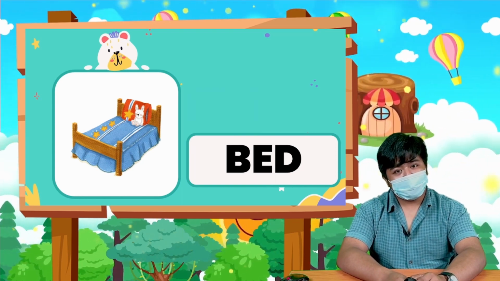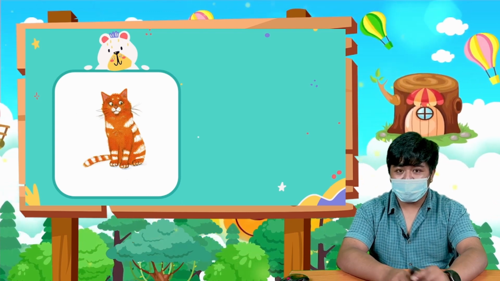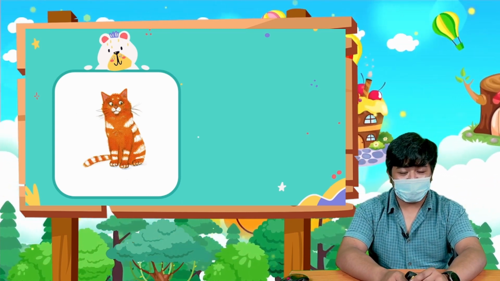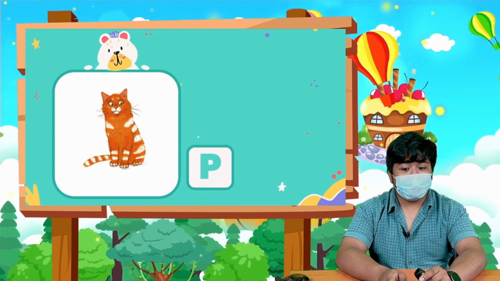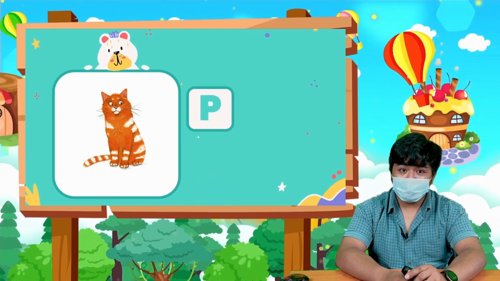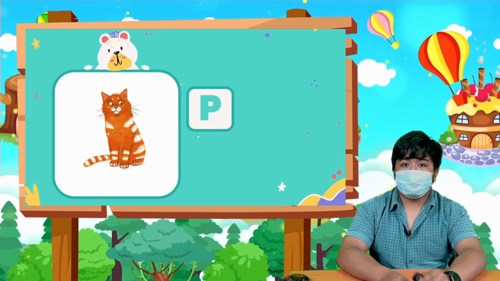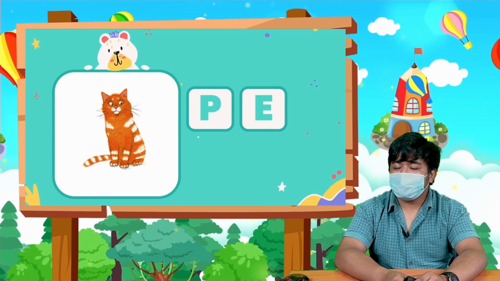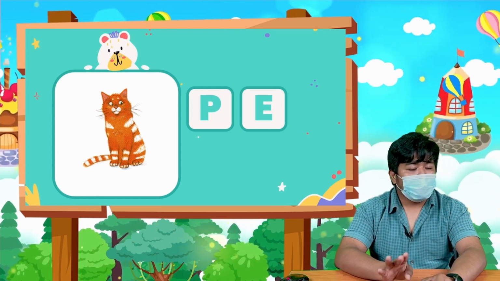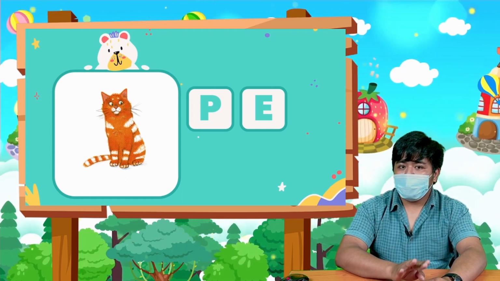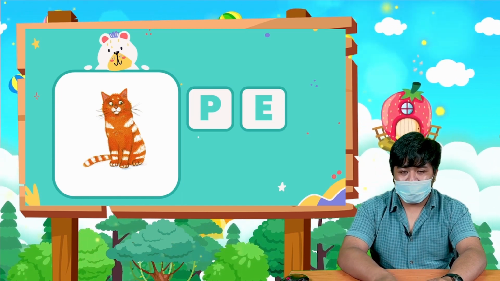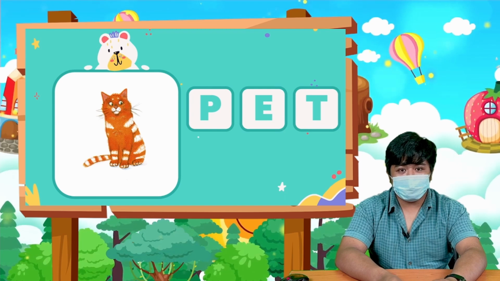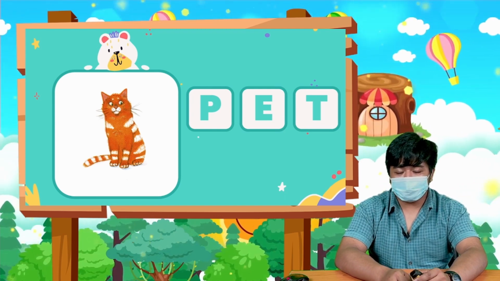That's right. Next, look at the picture. Yes, it's a cat, but the word for this one right now is this one. Look, P. What's the sound of letter P? P. That's right. Next, we add E. What's the sound of letter E? Eh. P, eh. And we add the last sound, which is T. What's the sound of letter T?